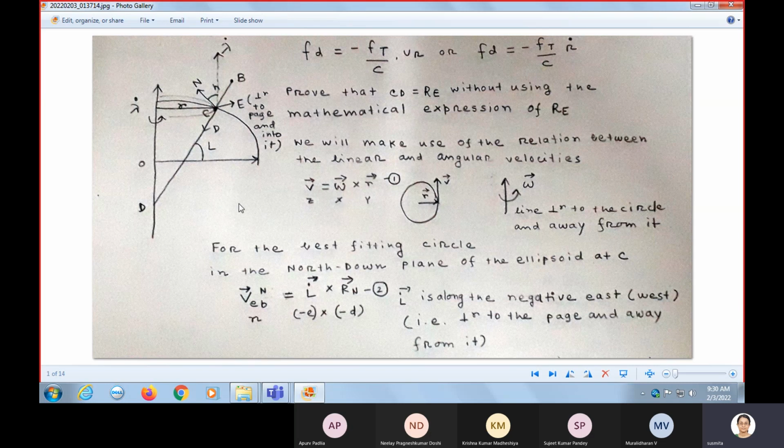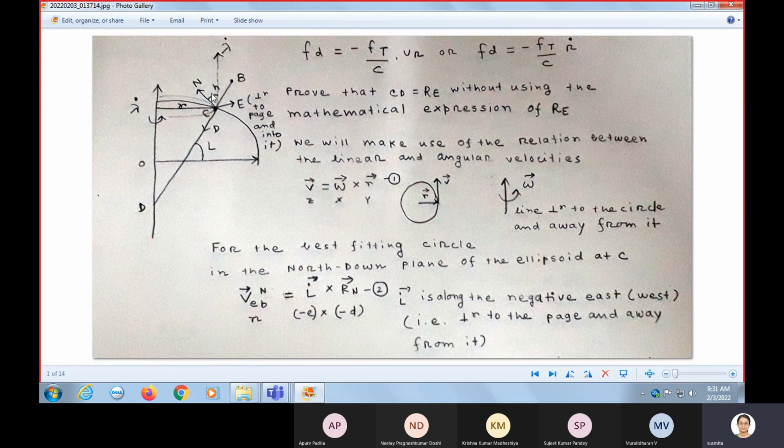Next, we need to identify the corresponding omega. What is the corresponding omega? Now we already know that L dot is along negative east. So L dot does not have any contribution, because we need to pick the angular velocity which is perpendicular to the east-down plane, and we already know that L dot is along negative east. So L dot does not have any contribution. What is the other angular velocity we have? Lambda dot. Lambda dot is this one actually, right? The lambda dot can be resolved into two components, one along north, another along negative down.